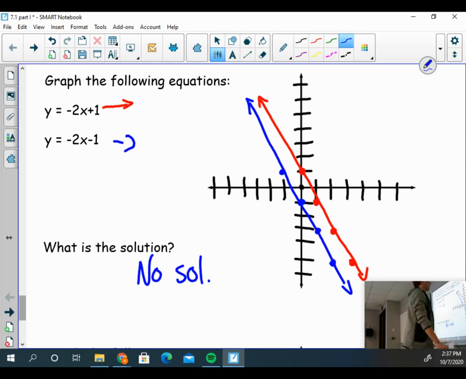Now, I'm not talking ones that it just takes extending the scale to intersect. I mean, they are going the exact same way and they're not getting any closer together. The quick way you could have told this, by the way, parallel lines will always have the same exact slope, but they will have different y-intercepts. Parallel lines will have the same exact slope, but different y-intercepts, which usually means, if the lines are parallel, there will be no solution.